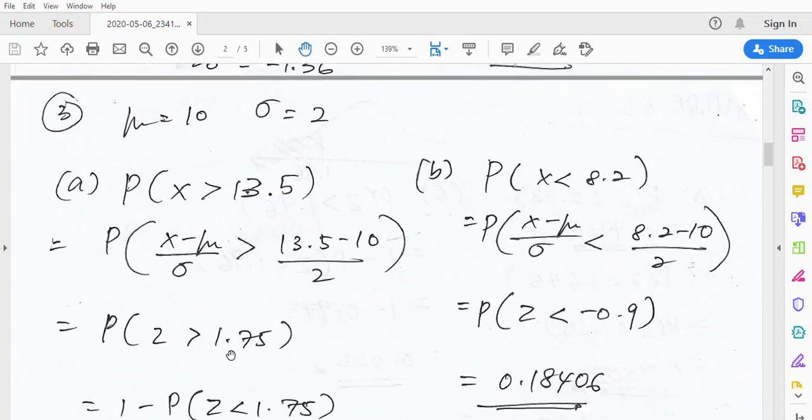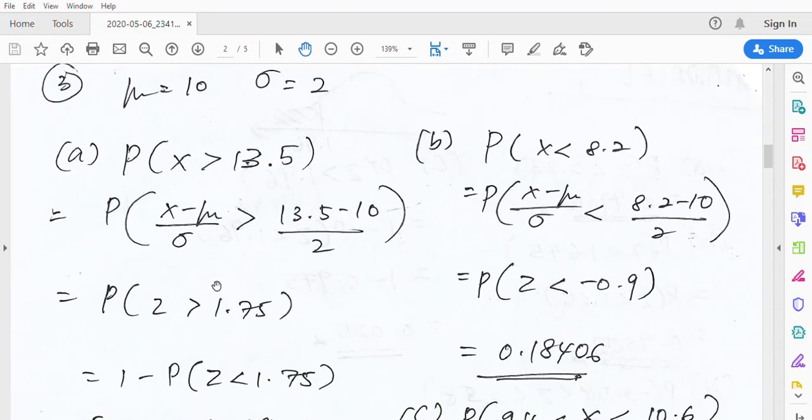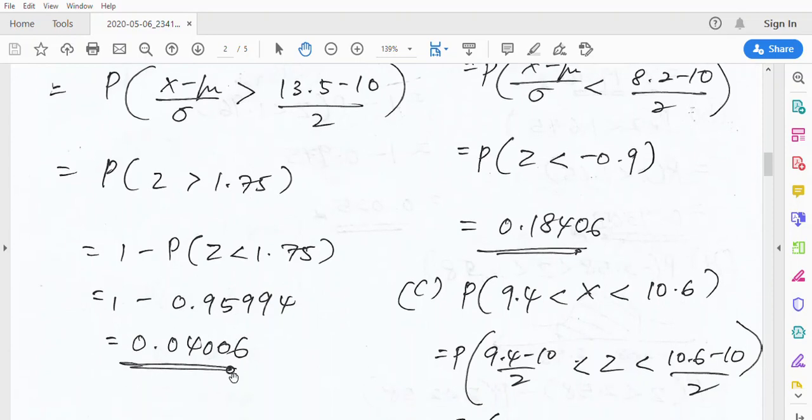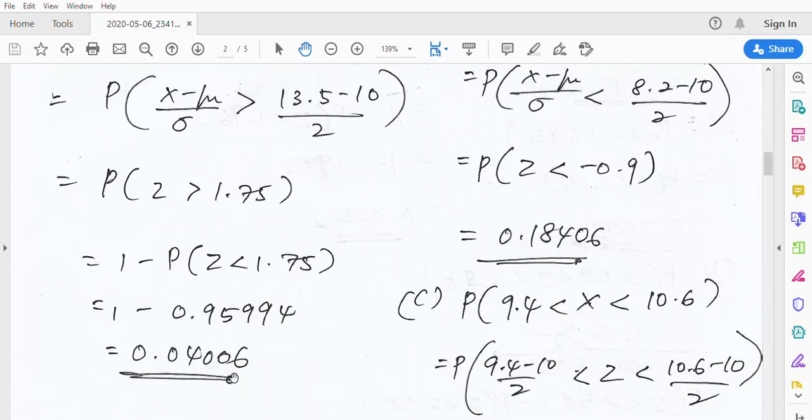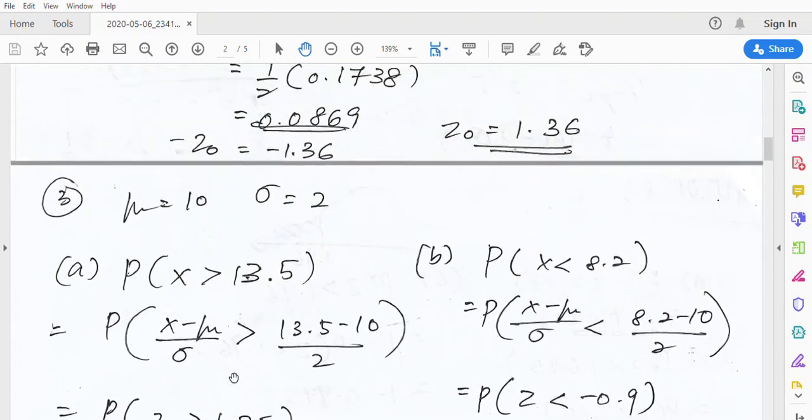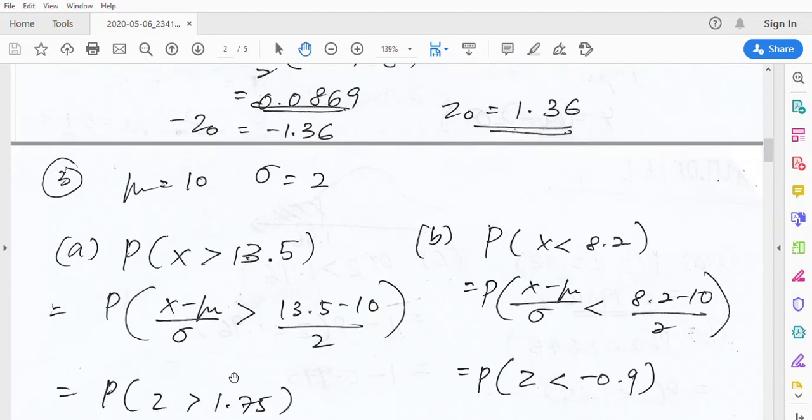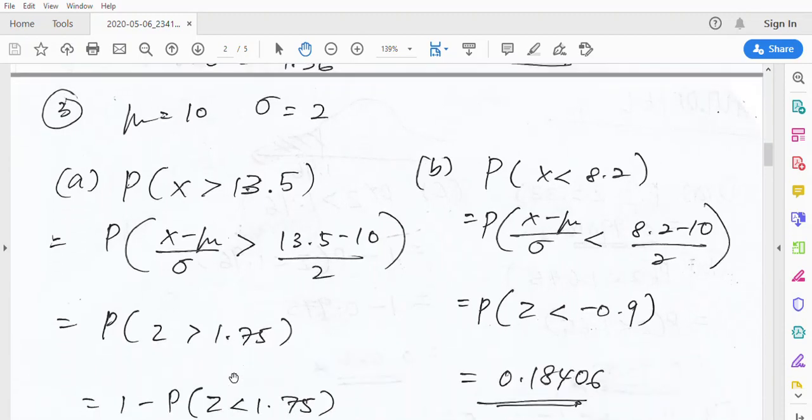Then, since now we have transferred this data into z greater than 1.75, we simply do 1 minus the below probability so that we can read from the table. So we will get 0.04006. Okay, then part b is the probability of x less than 8.2.